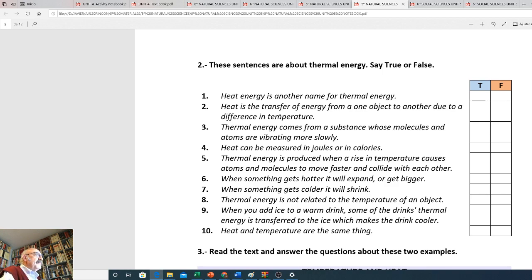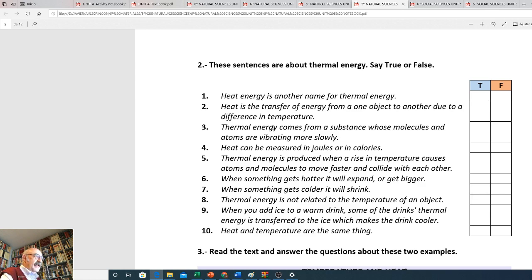Number 3. Thermal energy comes from a substance whose molecules and atoms are vibrating more slowly. Remember, if they vibrate slowly, they have less energy than if they are vibrating faster. Remember that. So, the correct answer is that this sentence is false.